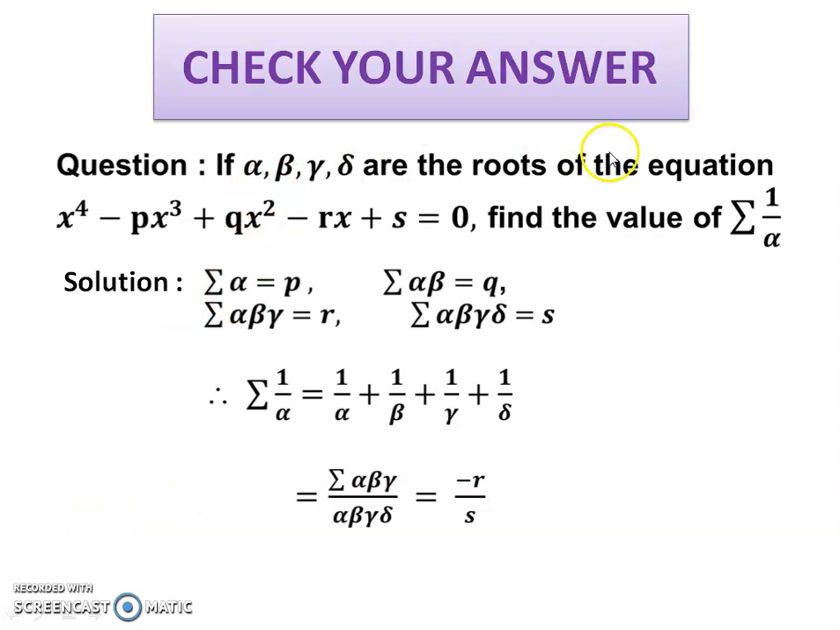We are already given alpha, beta, gamma, delta are the roots of this equation. To find the value of summation 1 over alpha, which is simply the sum of the reciprocals of all the roots of this equation, we simply need to take the LCM. In the numerator, I am left with summation alpha beta gamma, that is the sum of roots taken 3 at a time. We already know its value is minus times minus r upon 1, which is r, and in the denominator I get the LCM as the product of roots whose value is S. So the answer is minus R upon S.